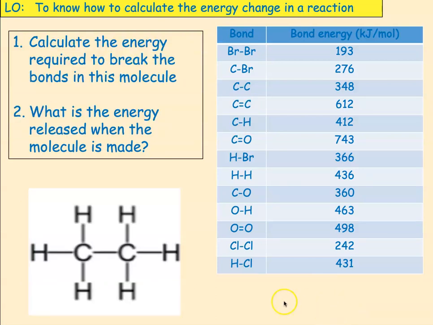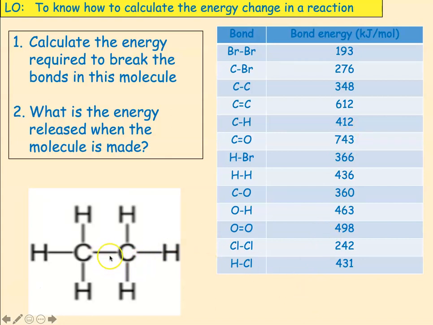Okay, again, pause the video now and calculate the energy required to break the bonds in this ethane molecule. Okay, welcome back. Right, we need to count the CH bonds, and we've got 6. 1, 2, 3, 4, 5, 6. And the CH bond is worth 412 kilojoules. So we're going to multiply 6 by 412.